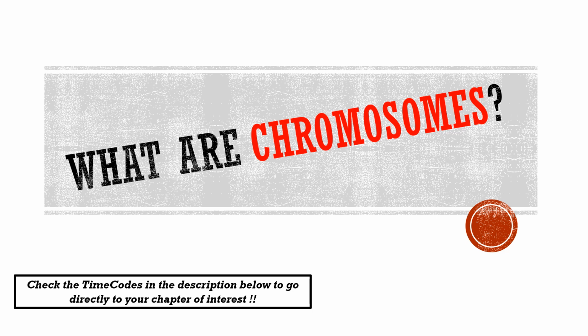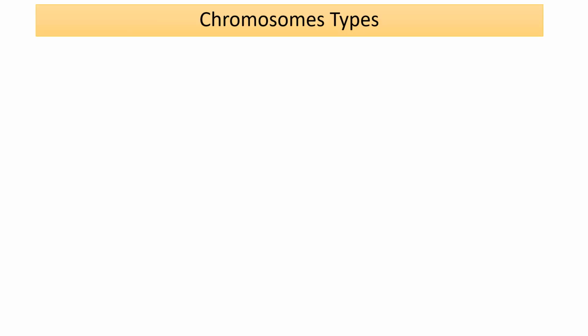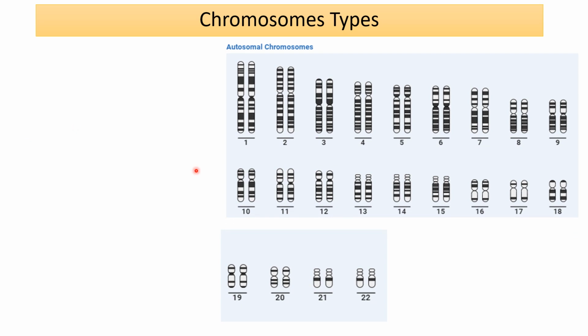Let's start. We will start with what types of chromosomes we have in the human cell. In the human cell, we have two different types of chromosomes. The first type of chromosomes are called autosomal chromosomes.